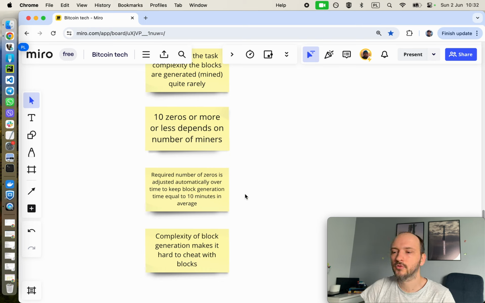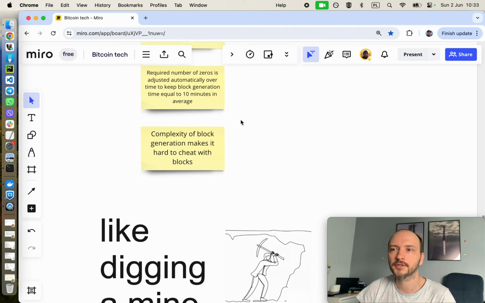And the complexity of block generation makes it hard to cheat with transactions. It takes some time to find this random number and this hash that starts with zeros. That's why it's not easy to find the block and to cheat with the block. We'll speak about it in more detail later.